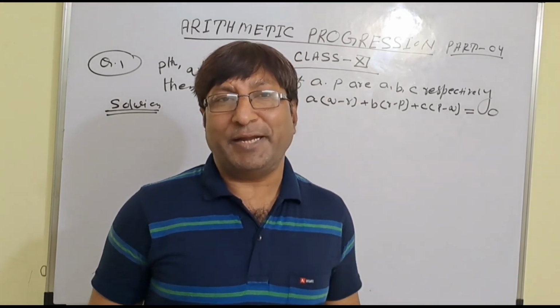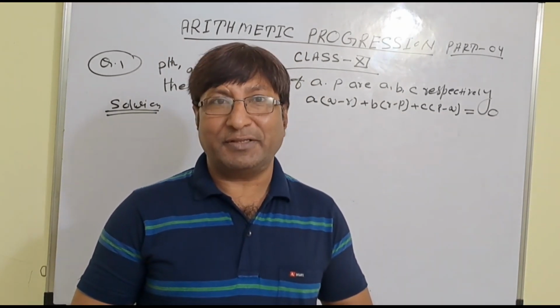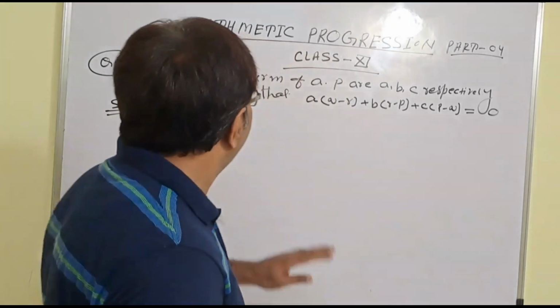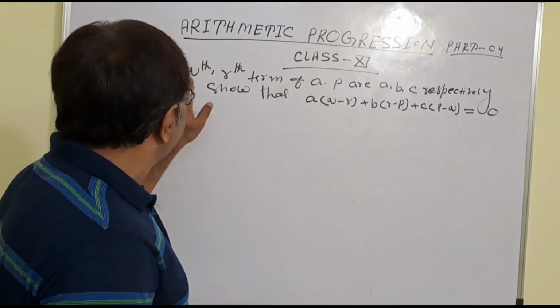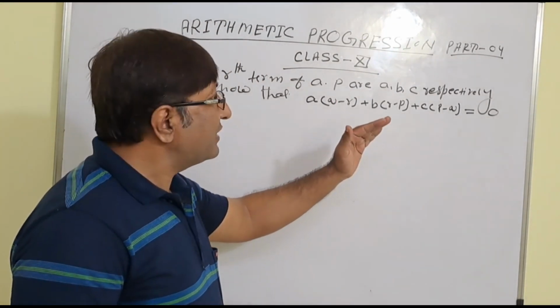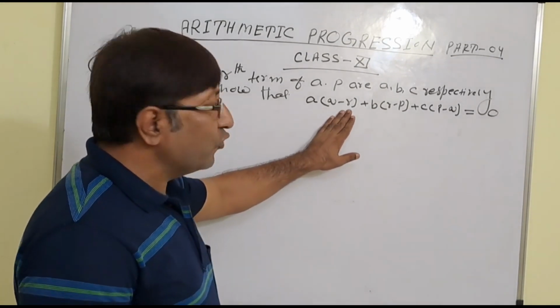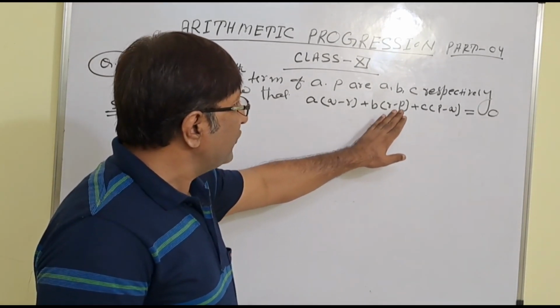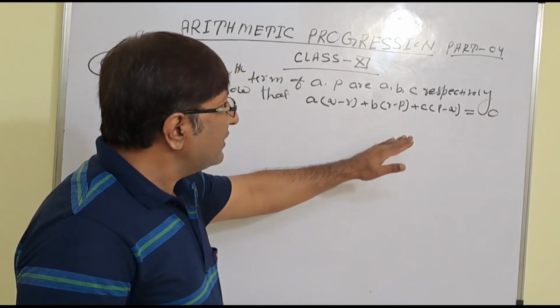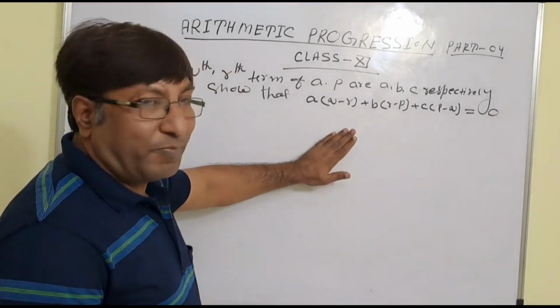Today I am going to explain arithmetic progression part 4, class 11th. Let us see the question. Here the question is: the Pth, Qth, Rth terms of an AP are a, b, c respectively. Then show that a(Q minus R) plus b(R minus P) plus c(P minus Q) equals 0. So, a very simple question.